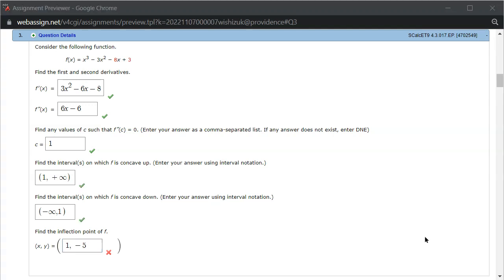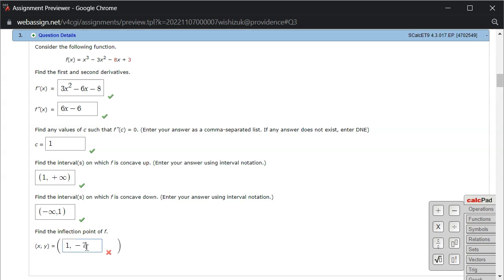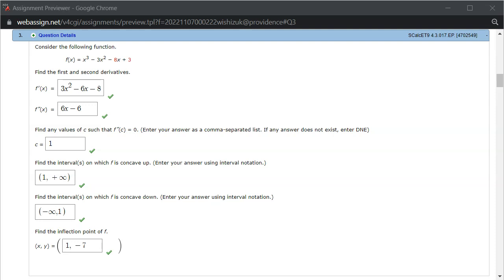It came back and looks like we messed this up. So inflection point at 1. If you plug in 1 here, 1 minus 3 is negative 2, minus 8 is negative 10, and negative 7, sorry, I messed that up again. Let's check the answer. This time we got the inflection point correctly.